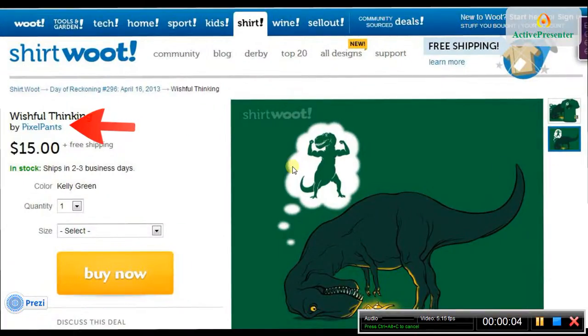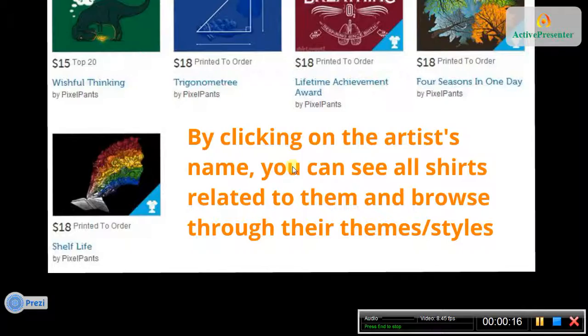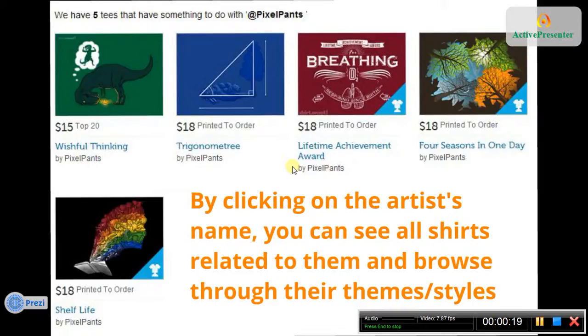Say, for instance, you're thinking of buying a particular shirt, like this wishful thinking shirt. You like the theme of it, and you want to see who made it. In this case, Pixel Pants. You can click on their username, and by clicking on it, you can see all the shirts related to them and browse through their themes and styles. See if there's anything similar that you might like, or if you really don't like it because of the themes that they have.